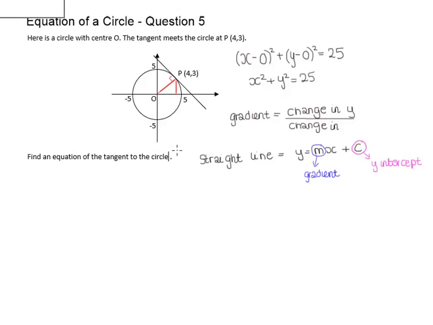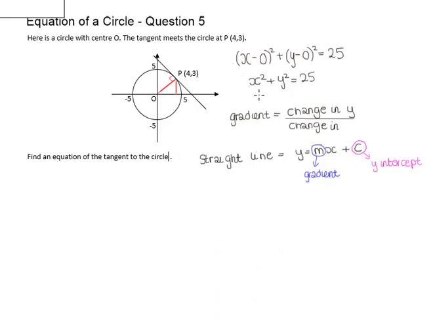Okay, so this video is a very common question that comes up in many GCSE papers that I've seen over the past year. So I think it'd be really useful if we go through this together. So we've got a circle at the centre (0, 0), and the tangent meets the circle at the point P equals (4, 3). And it's asking you to find an equation for the tangent to the circle.